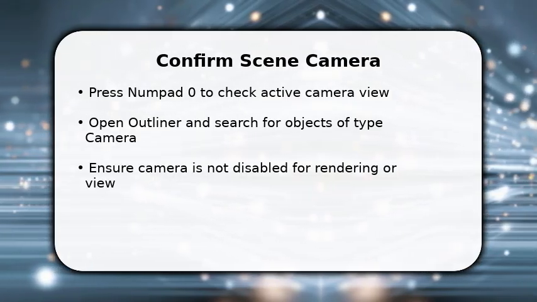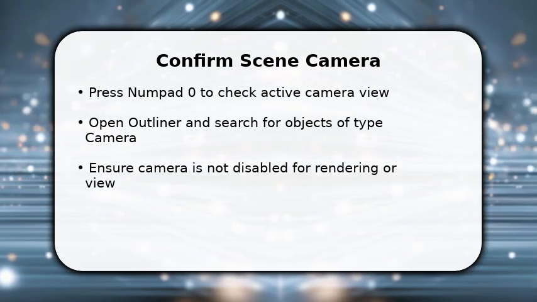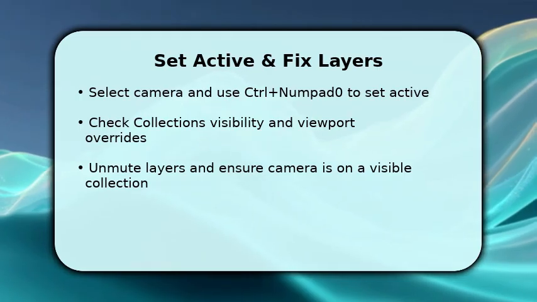Next, explicitly assign the camera as active. Select it and press Ctrl plus numpad 0. This tells Blender which camera to use when rendering or previewing.